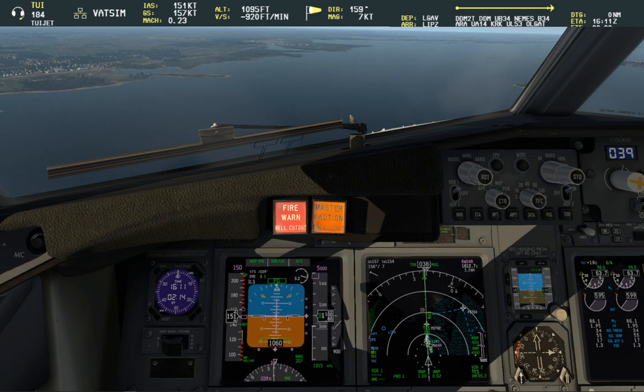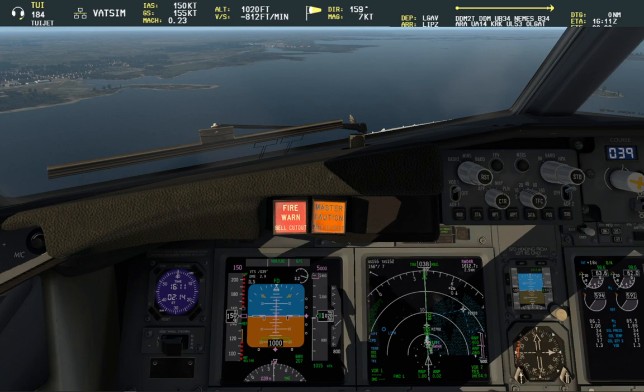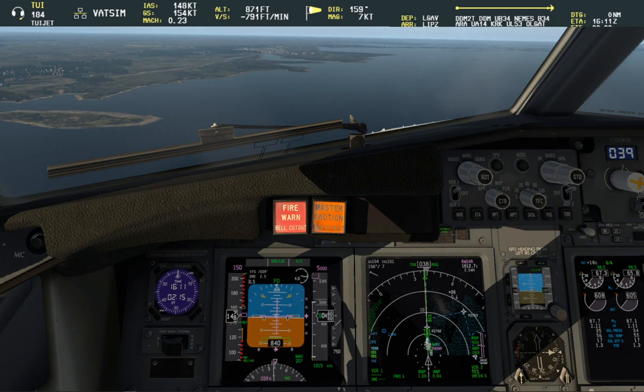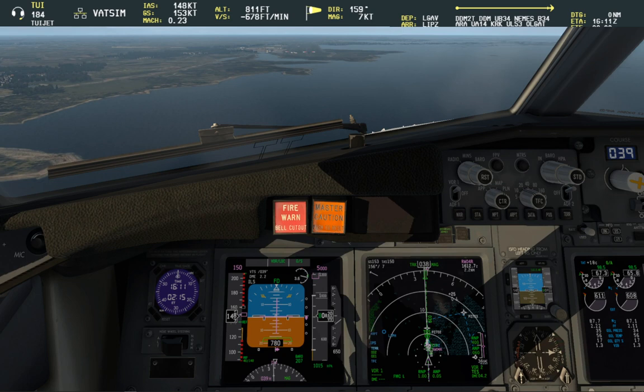Autopilot off. Autothrottle off. Manual flaps. Speed stabilized, altitude set. Vref is 140, we fly 150. 10 knots off. Okay, that guy departing is obviously on the runway, looking good, so hopefully we can land.